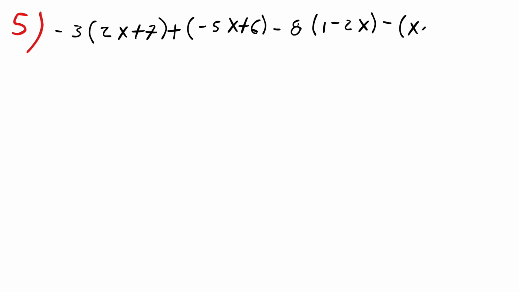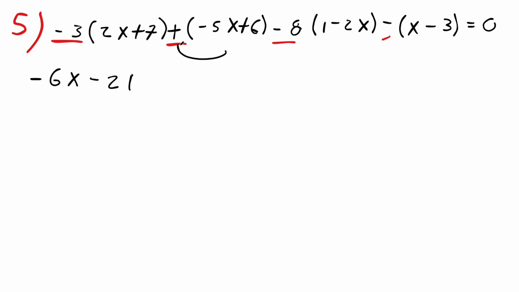Now we're going to the fifth example. Okay, so this is our parent statement. You see that we can apply distributive property to many things. First, the negative 3. Second, the positive. Third, the minus 8. And fourth, the negative. Let's start doing it. Minus 3 times 2x would be minus 6x. Minus 3 times 7 would be minus 21. Since it's positive and we distribute that, signs do not change. And so minus 5x plus 6.